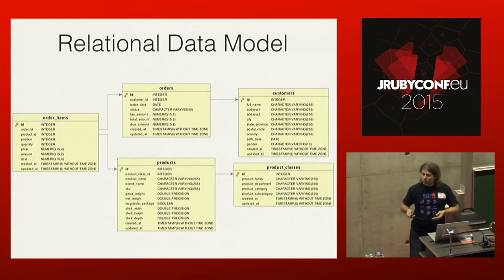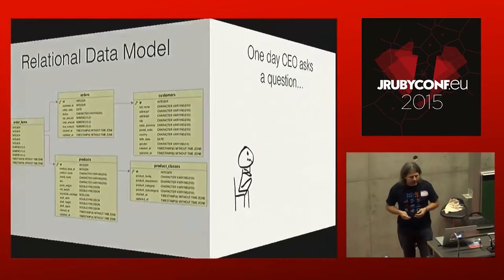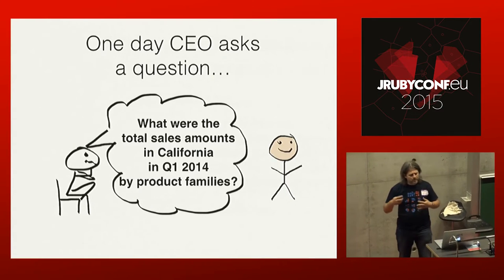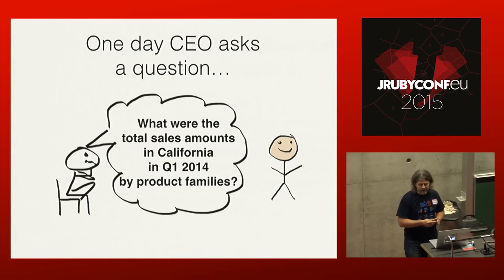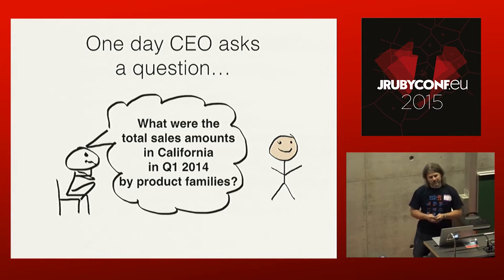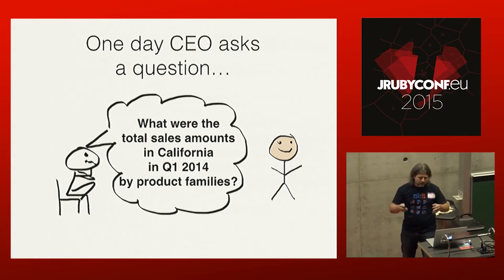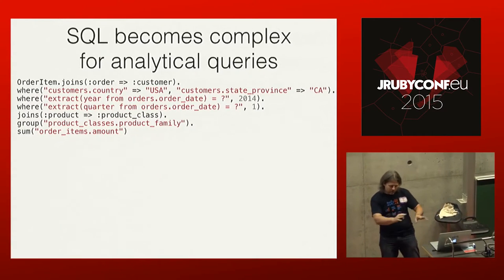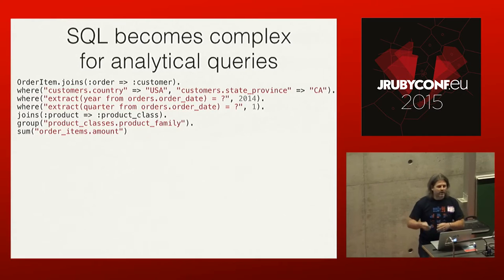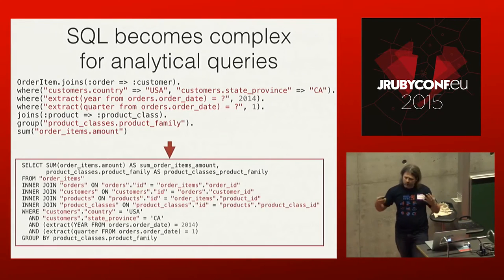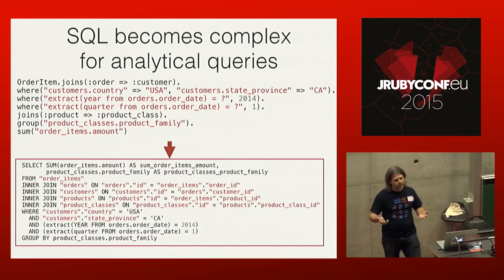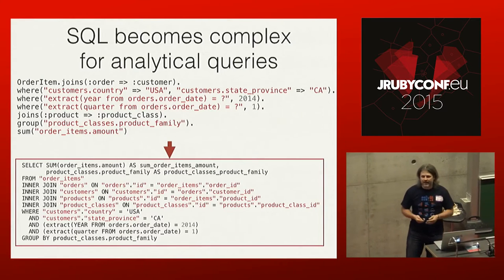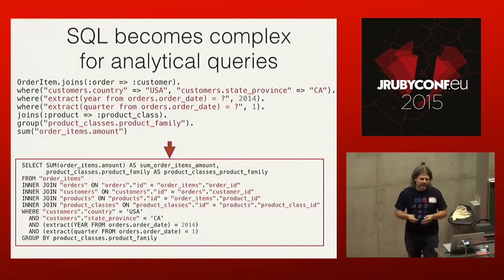But when we have analytical queries on top of the data, for example, one day our CEO asks the question: what were the total sales amounts in California in Q1 last year by product families? If we are Rails programmers, we try to do everything using Arel methods, so it gets quite complicated. Even if we look at the generated SQL, or write this SQL by hand, it might get quite complex to do analytical queries.